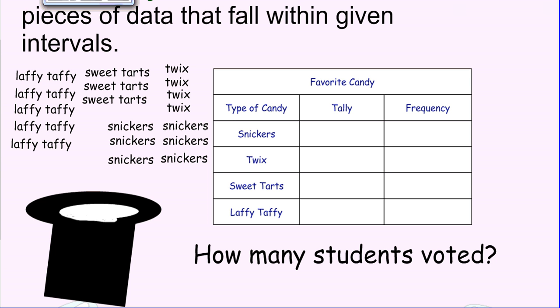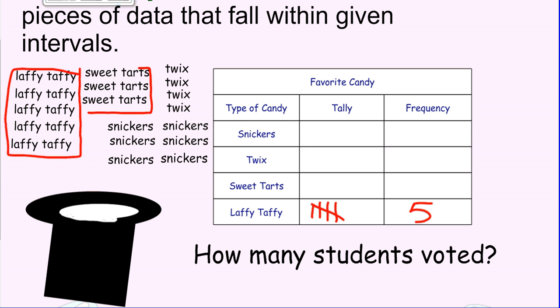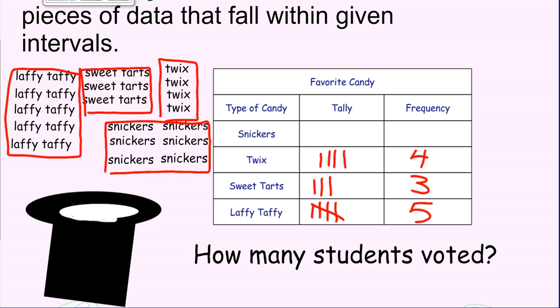If we were doing this together, I would see that we have 5 votes for Laffy Taffy. So I would give 5 tallies for the Laffy Taffy and write that number in the frequency. Next we would do maybe Sweet Tarts. Here we have 3 for Sweet Tarts. 1, 2, 3 tallies and 3 in the frequency. Then we have Twix, which has 4, and 4 over here. And finally, Snickers, which has 6.